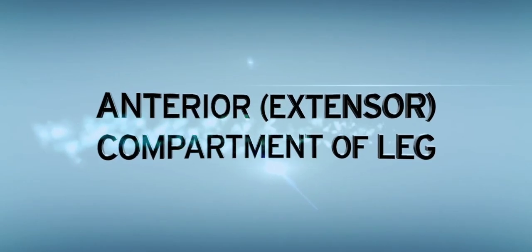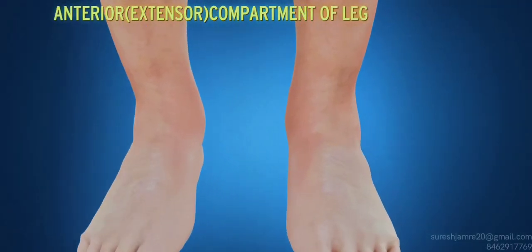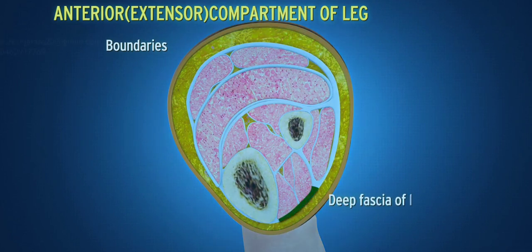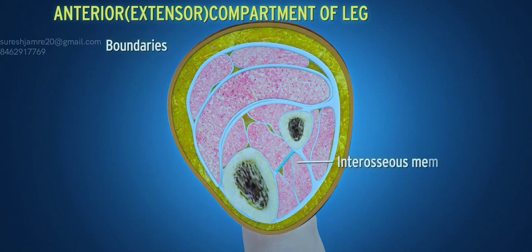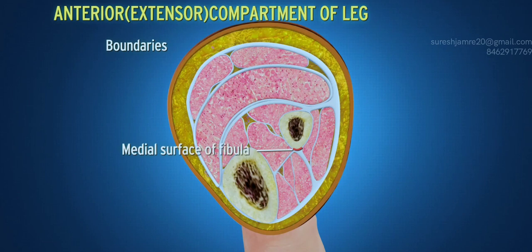Anterior or extensor compartment of leg. Boundaries. Anteriorly, deep fascia of leg. Posteriorly, interosseous membrane. Medially, lateral surface of the shaft of the tibia. Laterally, medial surface of fibula and anterior intermuscular septum.